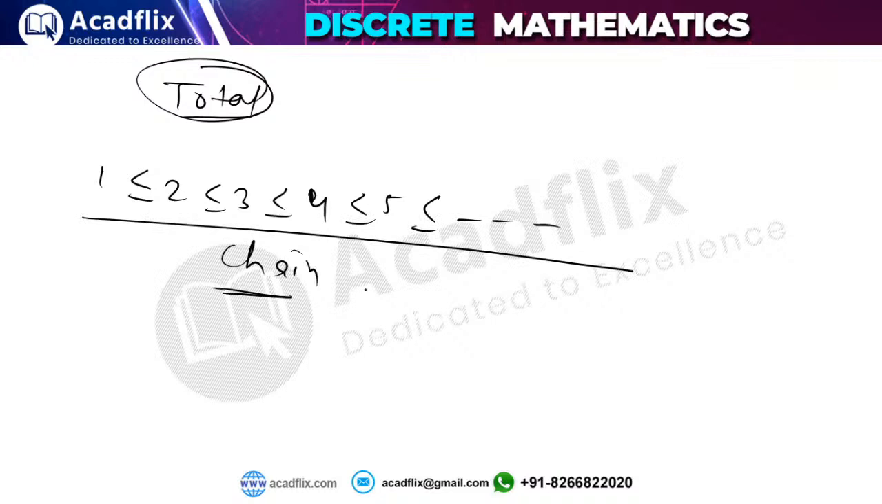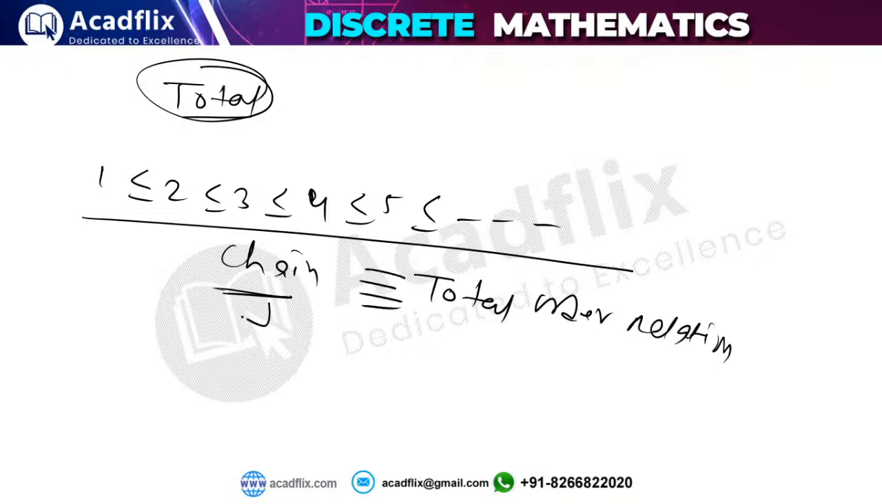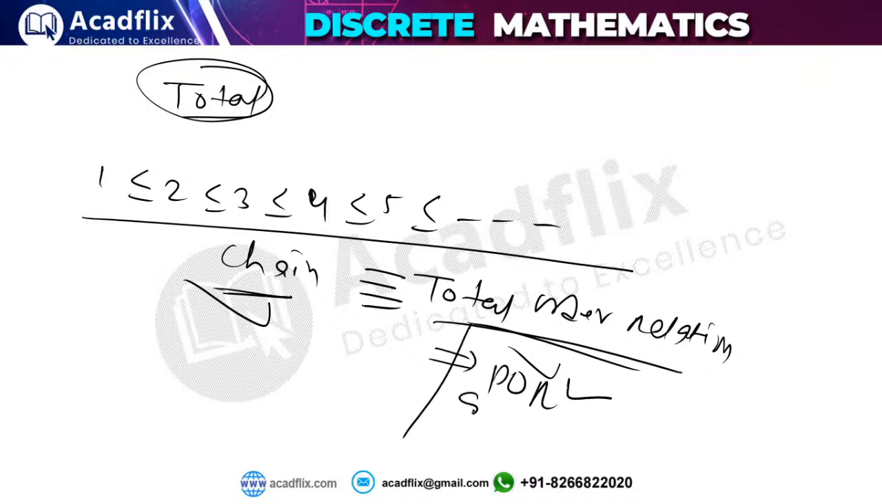So sometimes a total order relation is also called a chain. Either you can call it chain or total order relation; both are the same thing, synonyms of each other. It means that first of all it must be a partial order relation, and for every two elements a, b, they must be related. So this is our total order relation definition.